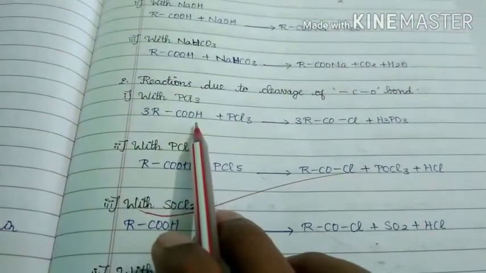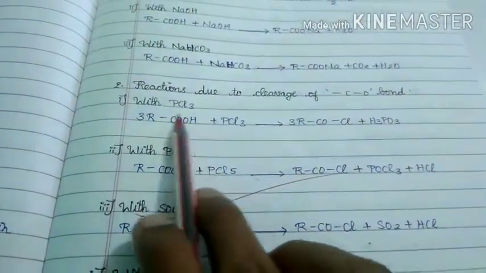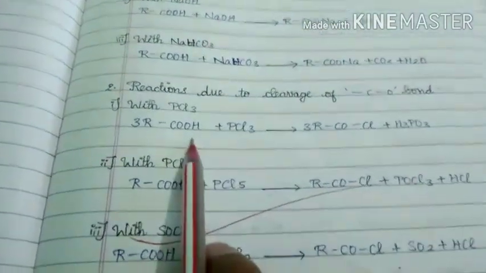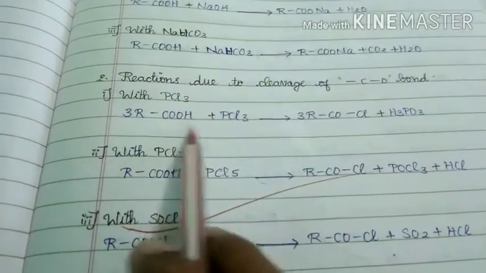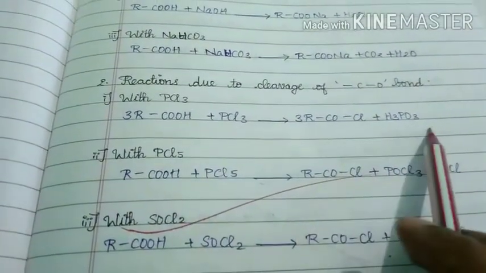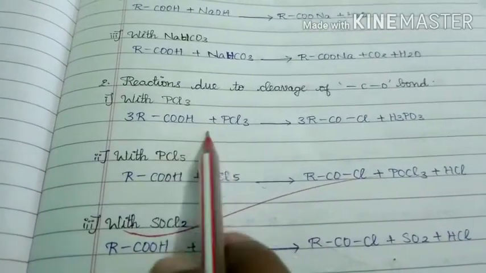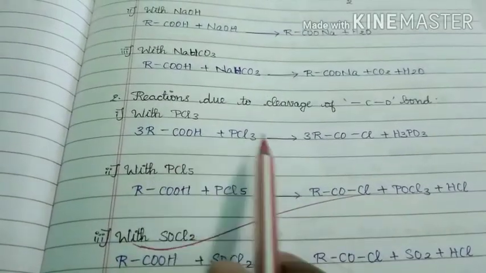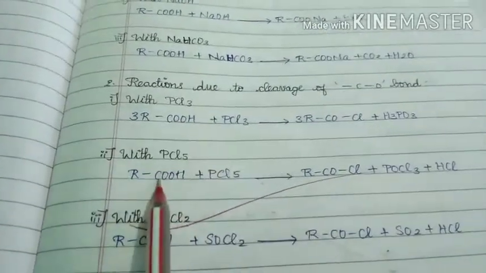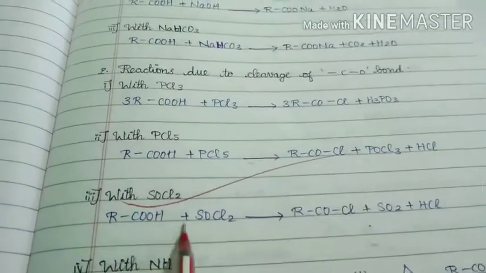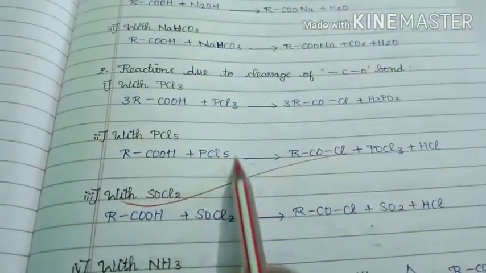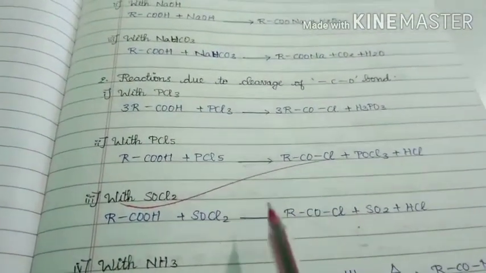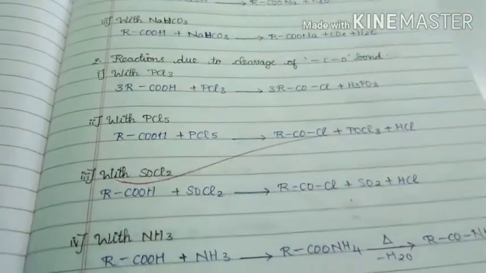First reaction is with PCl3. When carboxylic acid reacts with PCl3, then we get RCOCl. That means this OH group is replaced by Cl. Then H3PO3 will be formed. This is the same type of reaction we got in alcohols. When alcohols react with PCl3, there also the OH group is replaced by Cl. Like this here also. Similarly with PCl5 also you get the same product. Similarly with SOCl2 also we get the same product. These three types of reactions we got in the alcohols topic. If you remember those reactions, you will be able to remember these three reactions also.